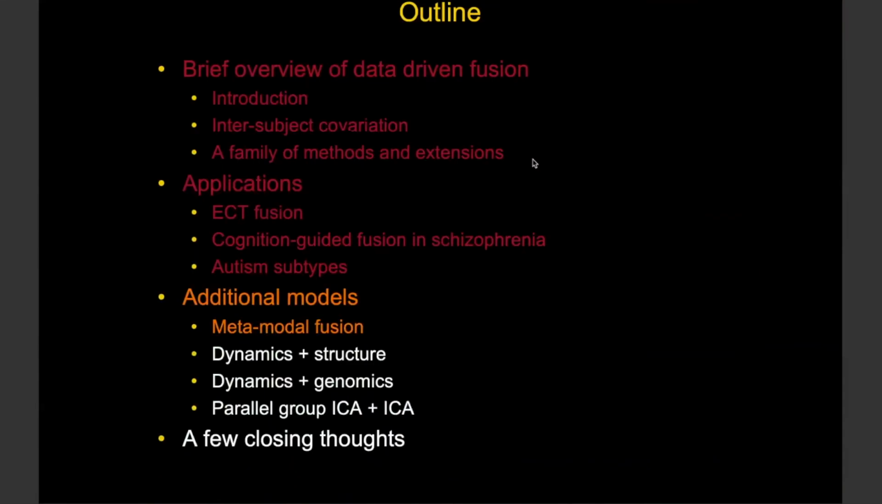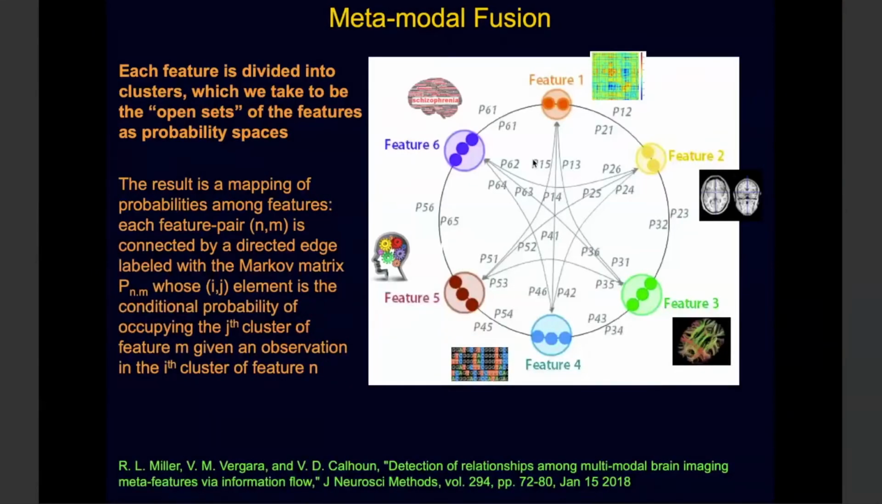So let me go through a few additional models, because we're far from done yet in terms of figuring out how best to leverage the data. One might say, well, I've got all these different things I compute. Let's just throw them all in and see what we can get out. And so you can do that. In this framework, we call that Metamodal Fusion. The way we do it is we take all the features and we further cluster them, and then we treat it as a probability space, and we map probabilities between the features.